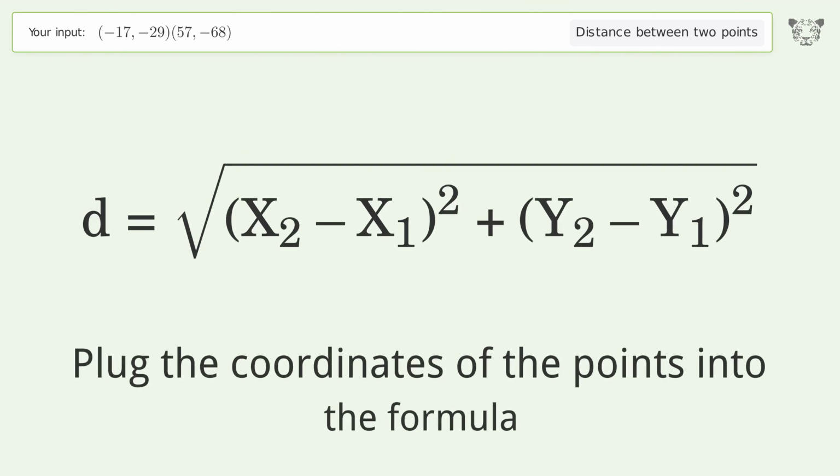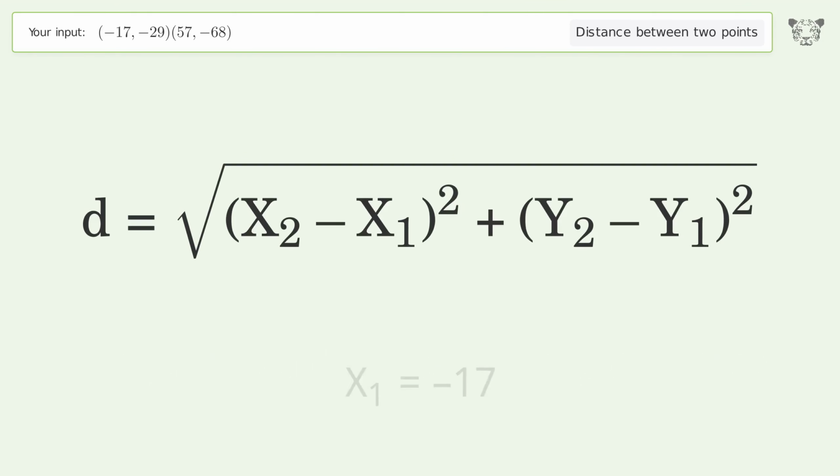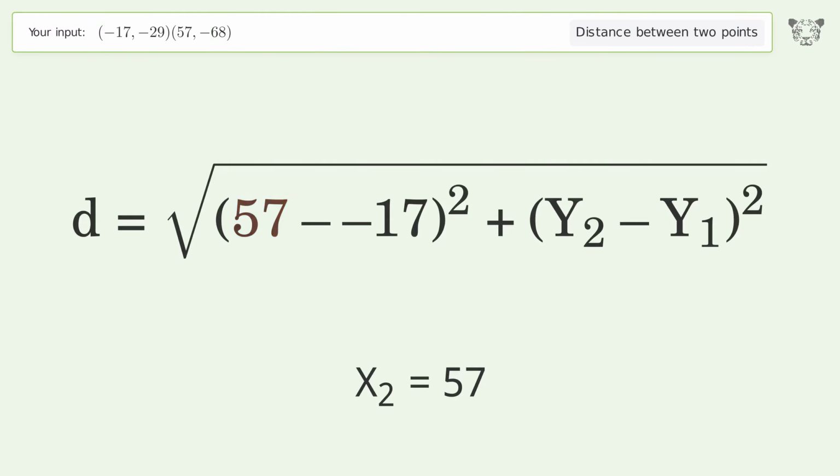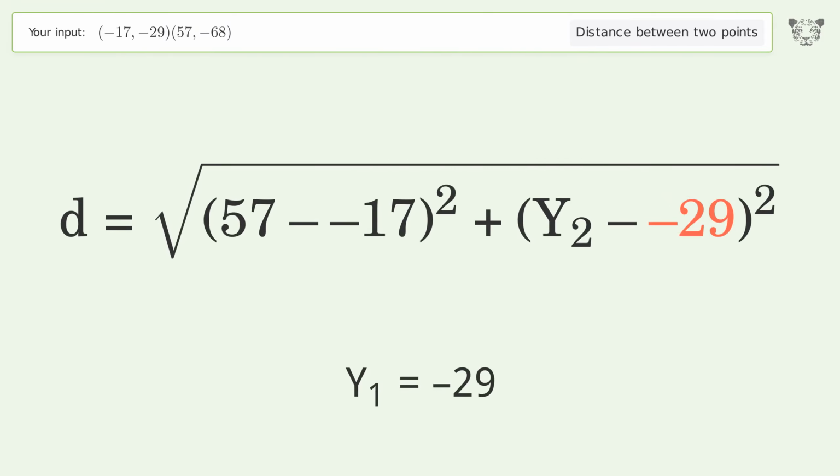Plug the coordinates of the points into the formula. x1 equals -17. x2 equals 57. y1 equals -29. y2 equals -68.